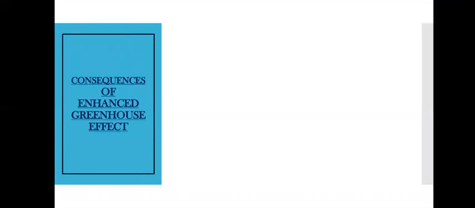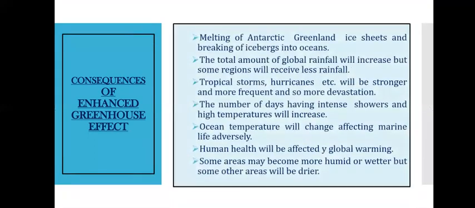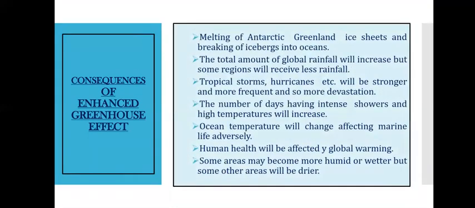We now go into the consequences of this greenhouse effect, and accordingly we'll decide whether it's going to be harmful or whether it's going to be harmless. So the first point is melting of Antarctic and Greenland ice sheets and breaking of icebergs into oceans. As I already mentioned, these icebergs are going to be massive, resulting in a large amount of water. And as I said, it will result in submerging of low-lying cities such as Bangkok, Boston and Mumbai, and countries like Bangladesh, which is a very small country, will submerge.